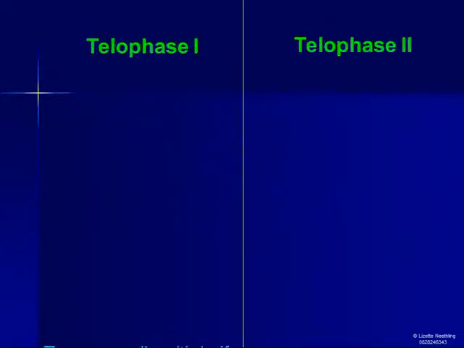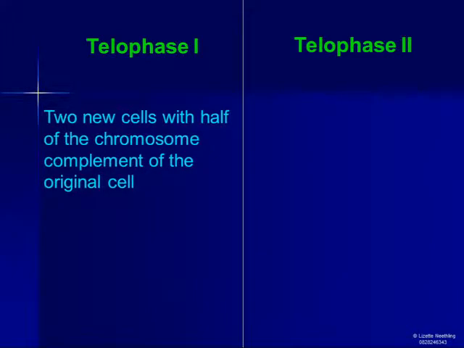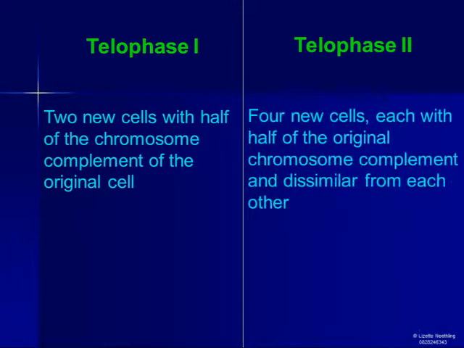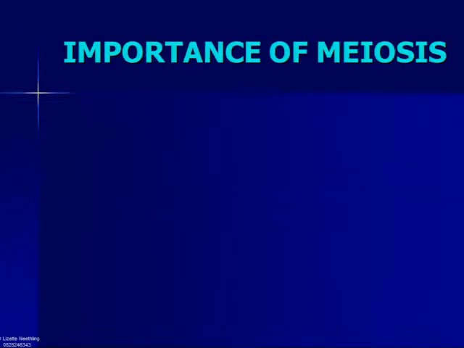Then the last phase, the telophase. After telophase 1, you have 2 new cells with half the amount of chromosomes. Telophase 2 will give you 4 new cells with half the original chromosome number. Therefore, this is called reduction division, because you halve the chromosomes by number.